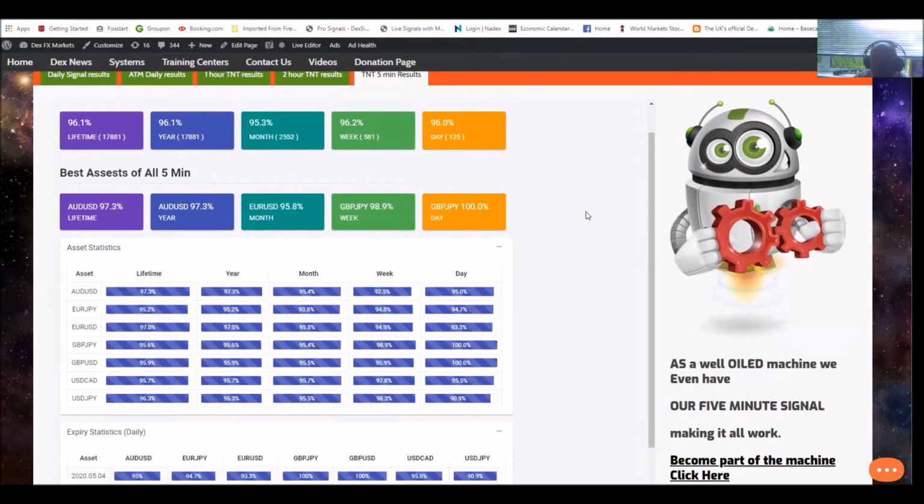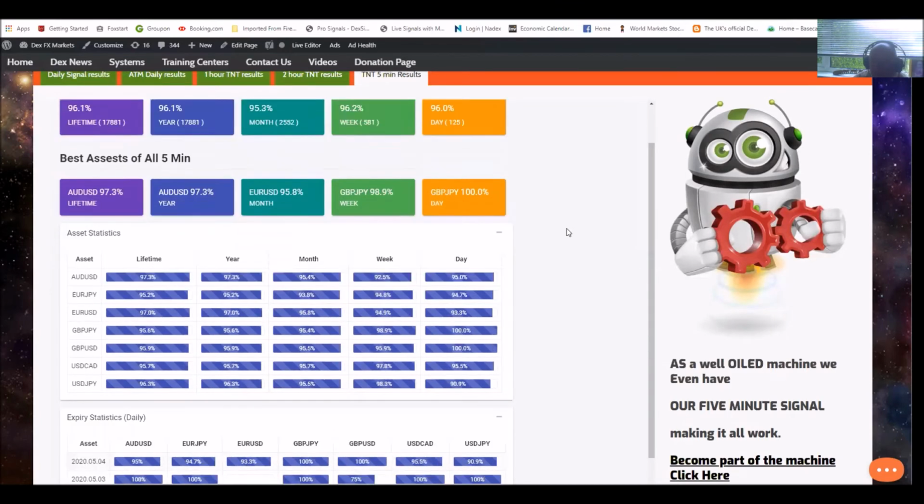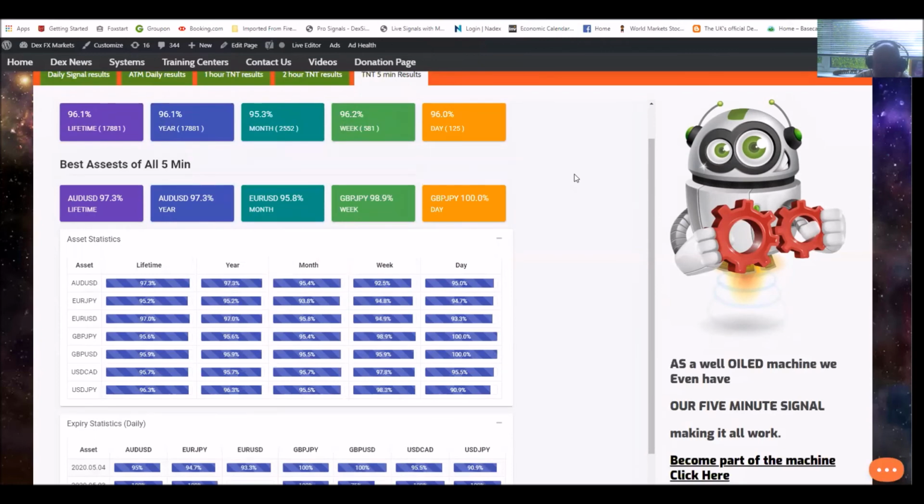Right, for the 5 minute results, as one would expect, there's 125 being fired up in the last 24 hours, which is pretty awesome. Everything is above 90%, 90.9% for the last 24 hours. For the week, you can see for yourself, most of it is mid to high range, 90%, the lowest in fact being 92.5, and that's the AUD USD. And for the last 30 days, everything is mid range, 95%, so absolutely superb results all round.